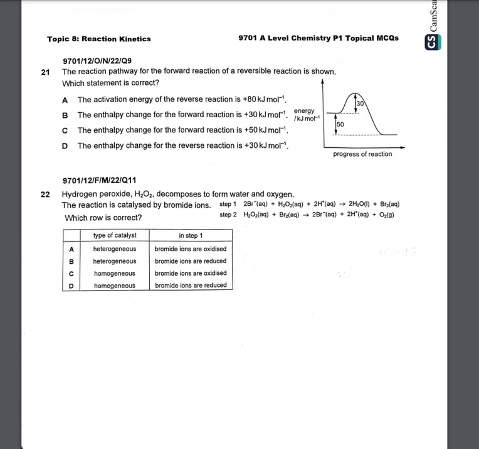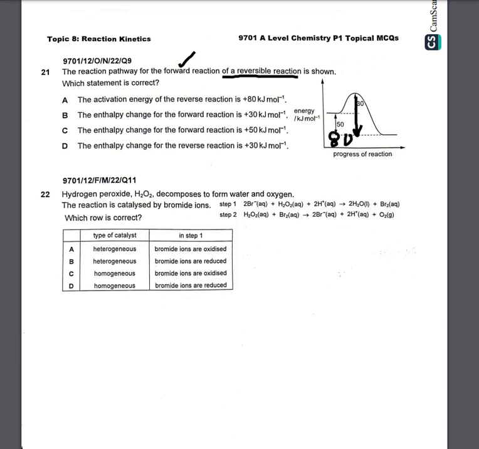So the reaction pathway diagram for a reversible reaction is shown. Which statement is correct? Okay, so activation energy of the reverse reaction is plus 80 kilojoule per mole. So this is the forward reaction. So this whole is 80.